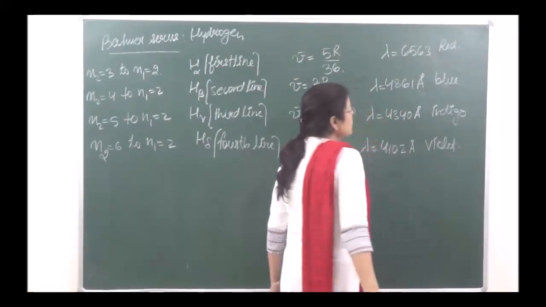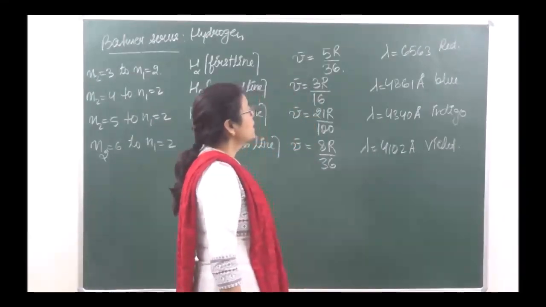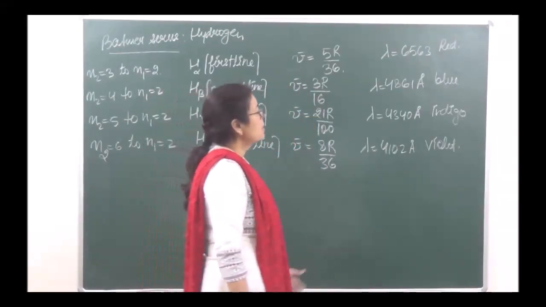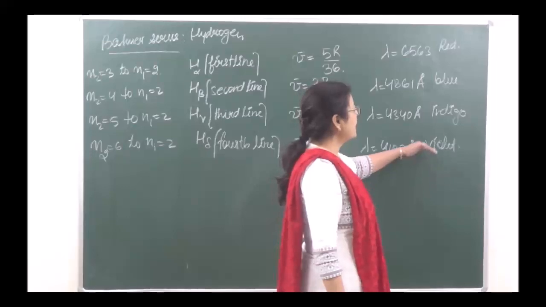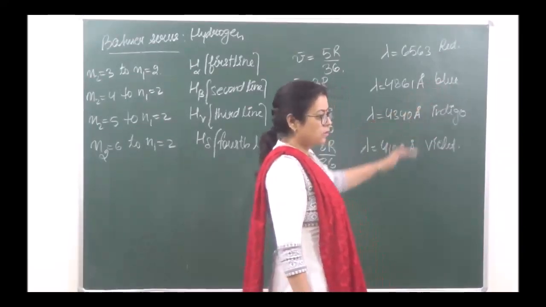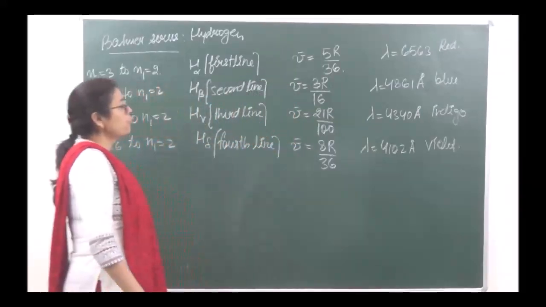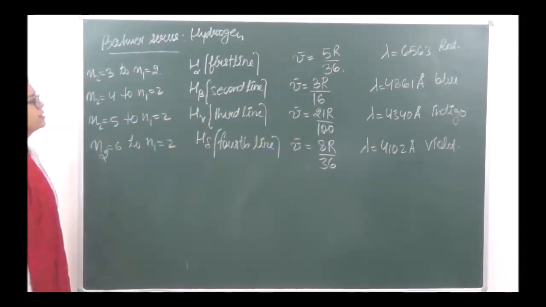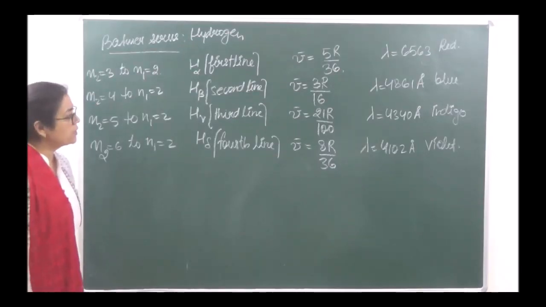So we have seen here that in the hydrogen spectrum, we are getting the colors violet, indigo, blue and red. Got it? So this is a little introduction to the hydrogen spectrum. We will do a little more when we do Bohr's model. So today we will do Bohr's model.